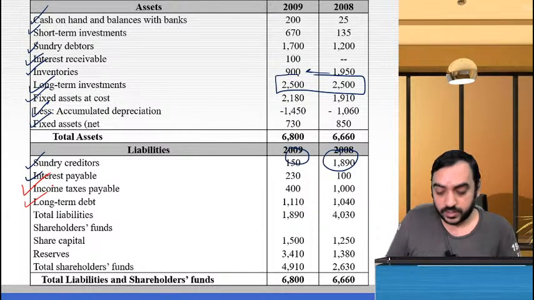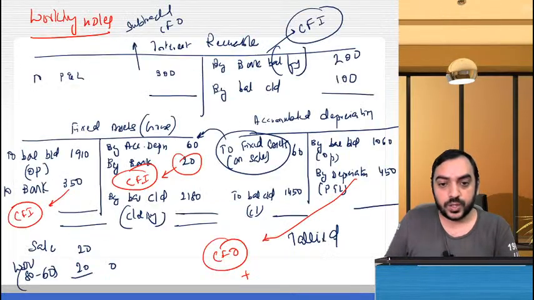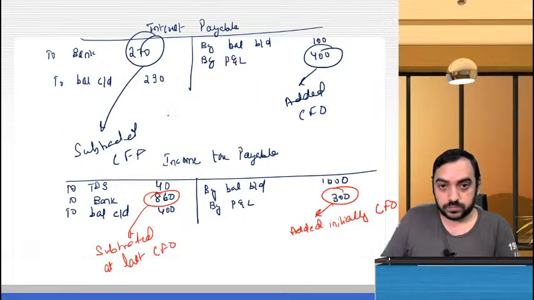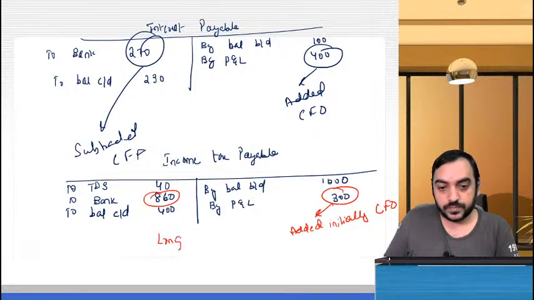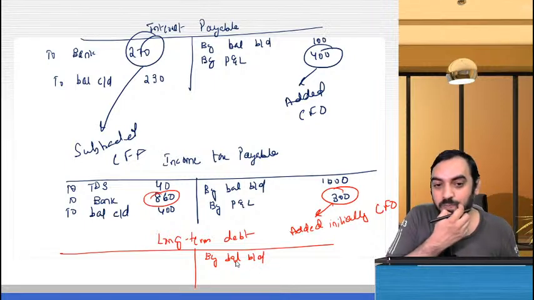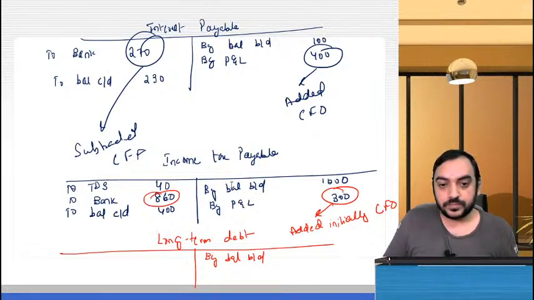Let's go to long-term debt. That ledger also I'll prepare. Long-term debts. Opening balance, by balance brought down 1040. To balance carried down, closing balance 1110.